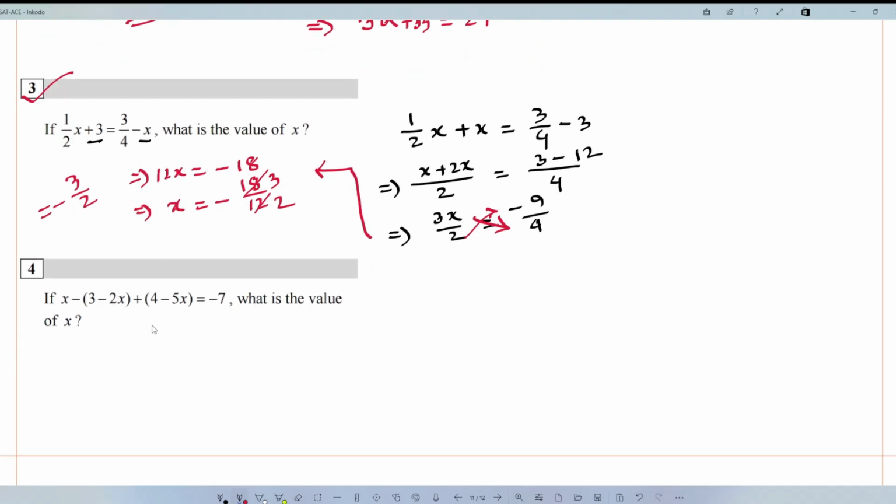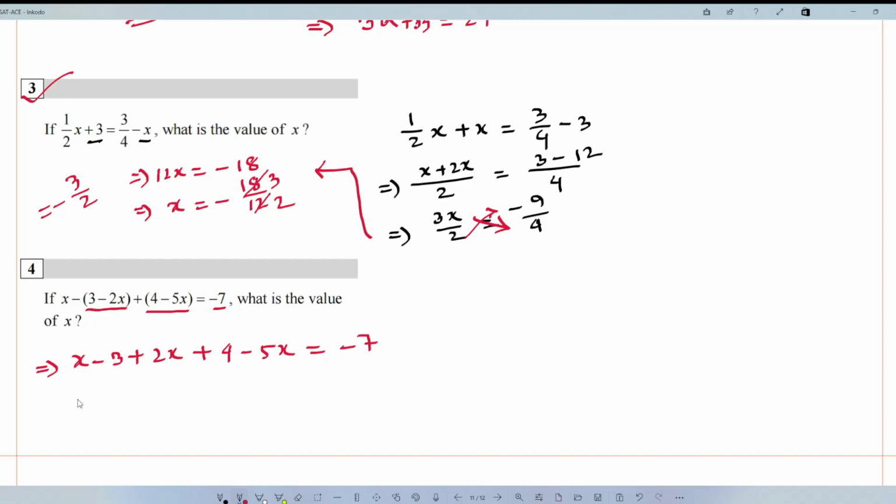Number 4. If x minus, inside bracket, 3 minus 2x, plus, again inside bracket, 4 minus 5x equals to minus 7, what is the value of x? So first we have to remove the brackets. Once the sign before the bracket is minus, the sign will be changed. So minus 3 plus 2x, again plus, here is a plus sign, so 4 minus 5x equals to minus 7.